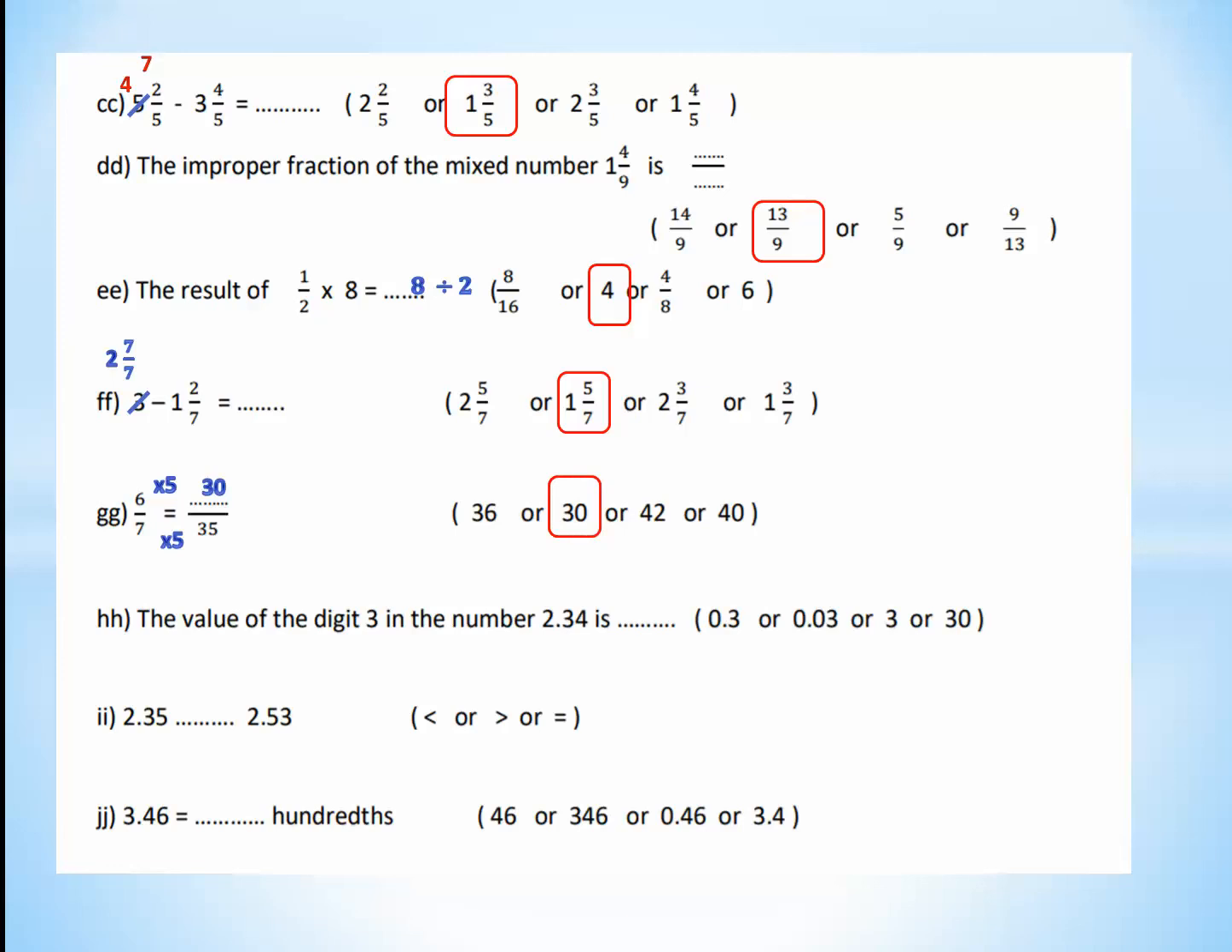The value of digit 3 in the number 2.34 will be 0.3. We know that here it is 3 tenths, so we will write the value 0.3. Which is greater, 2.35 or 2.53? You know that it is 2.53. Okay, 3.46 equals how many hundredths? Here we have 2 decimal places, so it will be 346 hundredths.